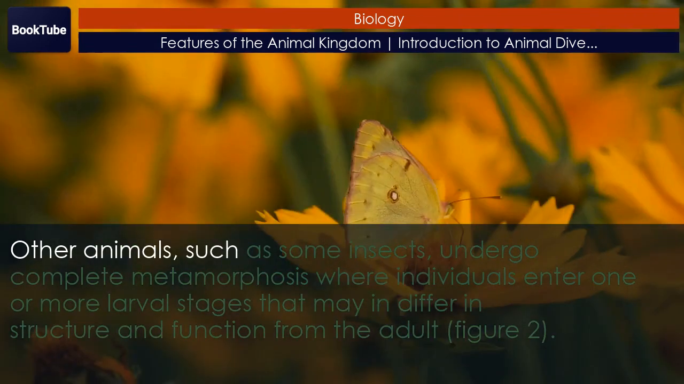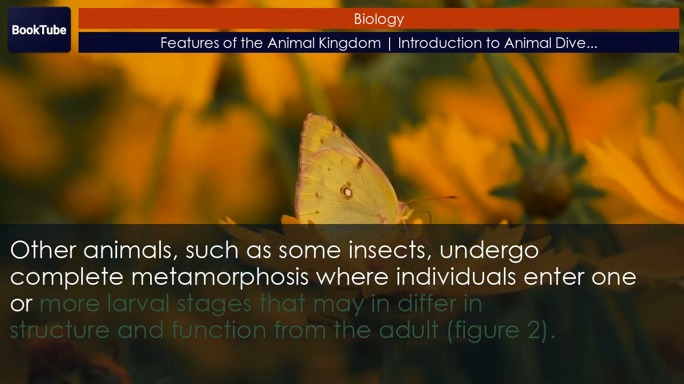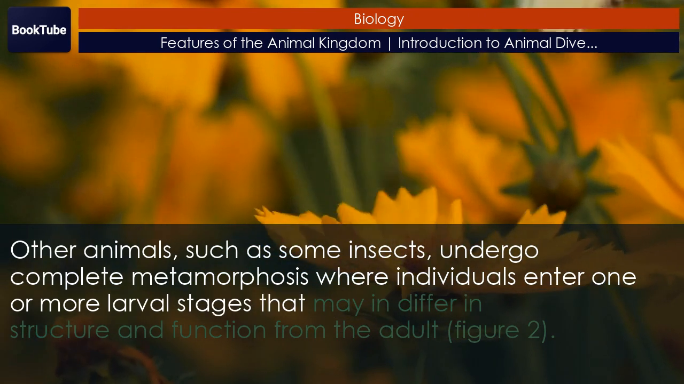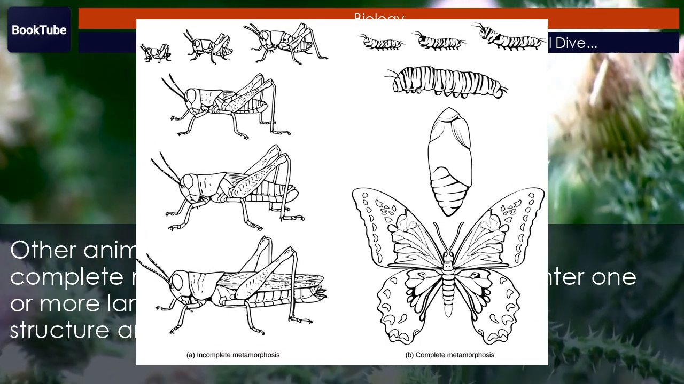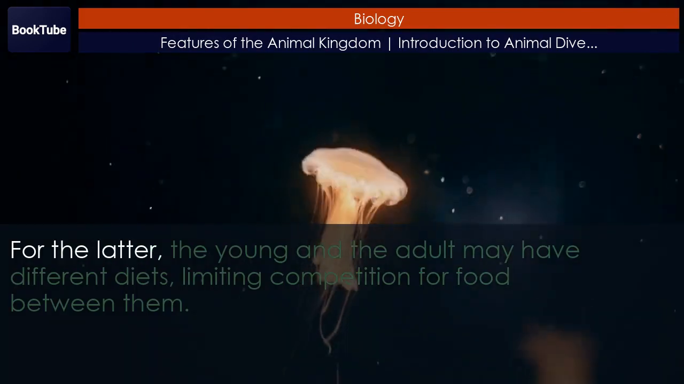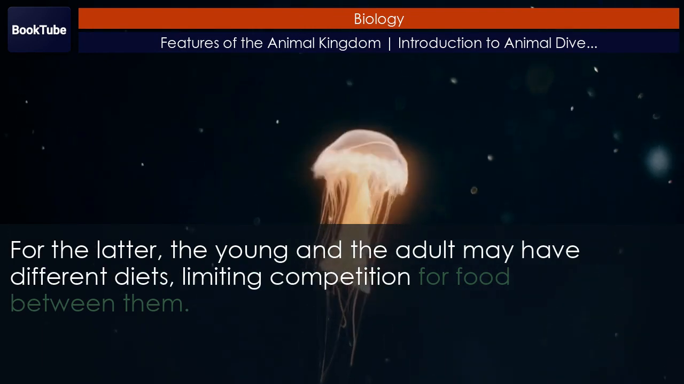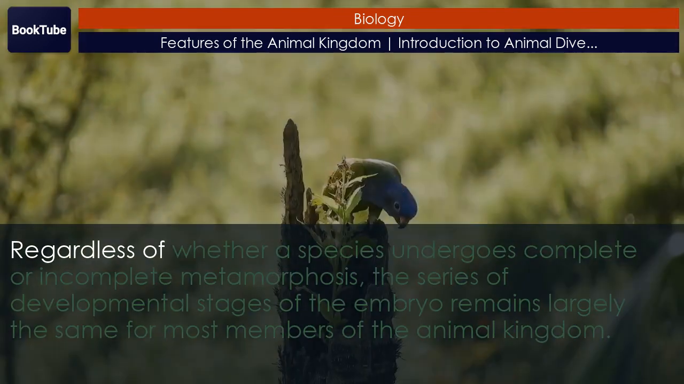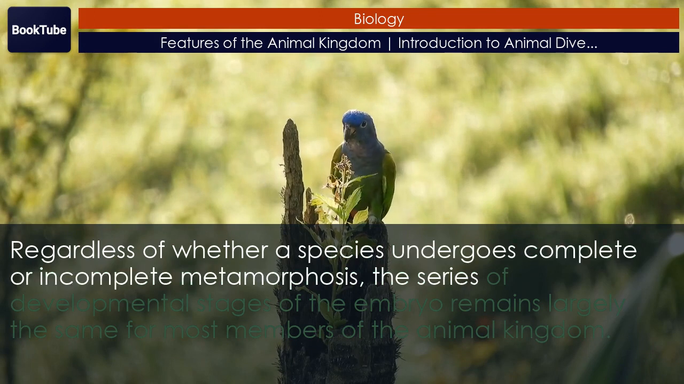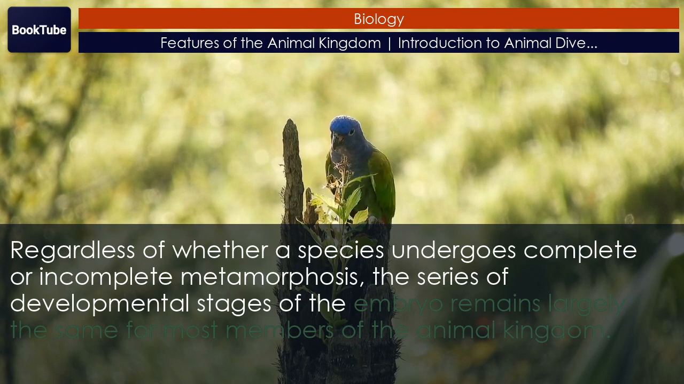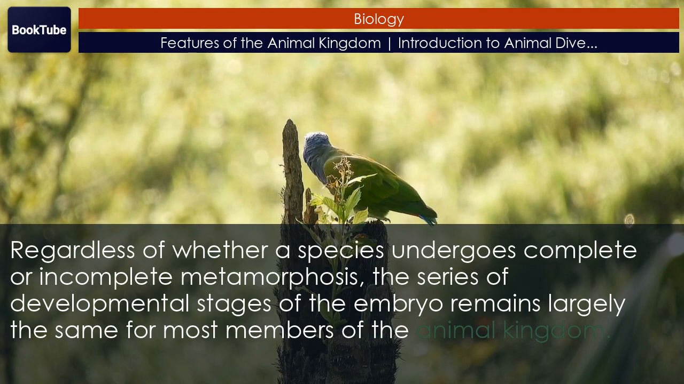Other animals, such as some insects, undergo complete metamorphosis, where individuals enter one or more larval stages that may differ in structure and function from the adult. Figure 2. For the latter, the young and the adult may have different diets, limiting competition for food between them. Regardless of whether a species undergoes complete or incomplete metamorphosis, the series of developmental stages of the embryo remains largely the same for most members of the animal kingdom.